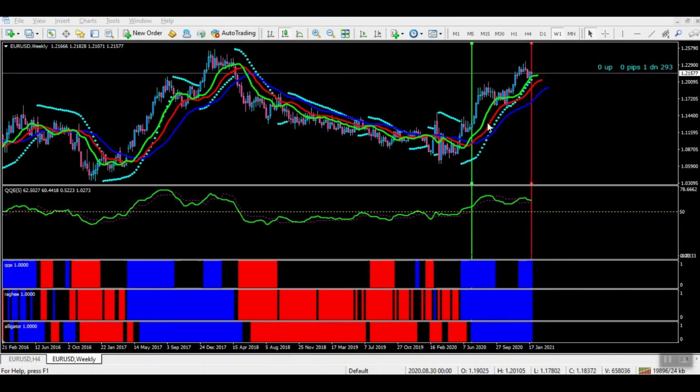The alligator, when the lime is above the red and the red is above the blue, it's supposed to be an uptrend. When the blue is above the red and the red is above the lime, it's supposed to be a downtrend. Now, of course, the colors change. Your colors might be different than mine, but on this chart here, those are the colors.